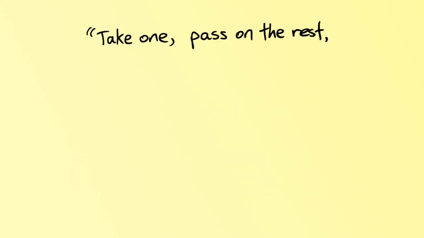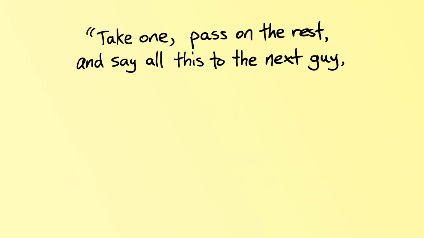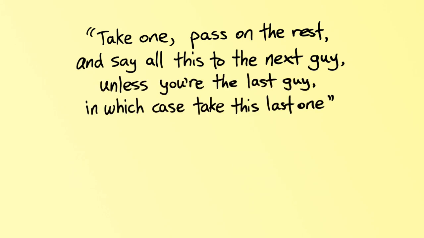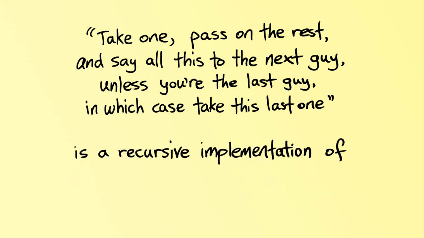The full instruction, if you're being rigorous, would be, take one, pass on the rest, and say all this to the next guy, unless you're the last guy, in which case take this last one. That's a recursive instruction. Each person has the same set of instructions, and when each person does their instructions, then you've effectively done something to all the people. Specifically, this take one, pass it on thing is a recursive implementation of map.